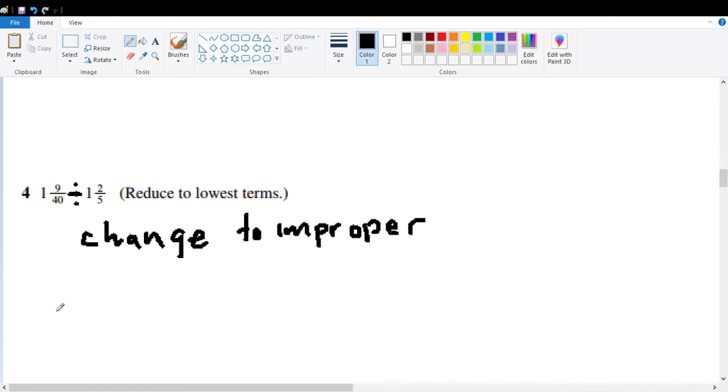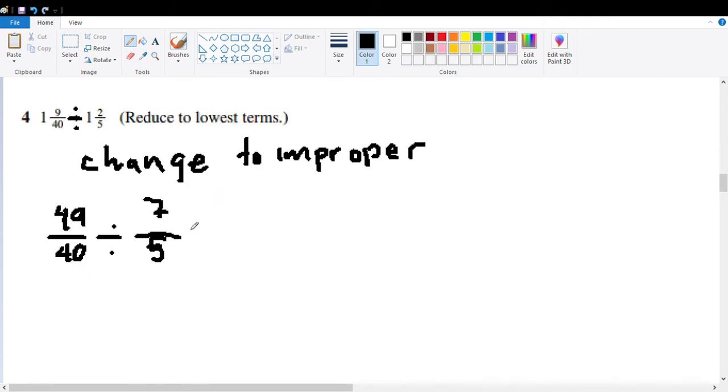So this will become 40 still on the bottom. 40 times 1, 40 plus 9 is 49. So our new numerator is 49, and the denominator is still 40. Still division. Now change 1 and 2/5 to our new improper fraction. It's going to be 5 on the bottom. 5 times 1 is 5 plus 2 is 7. So we now have a new expression.